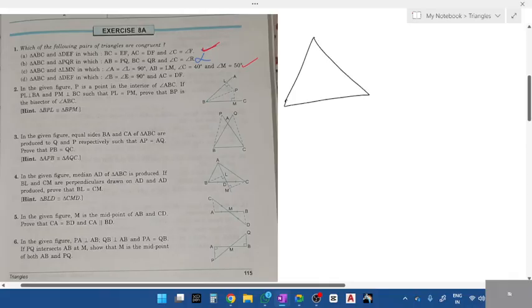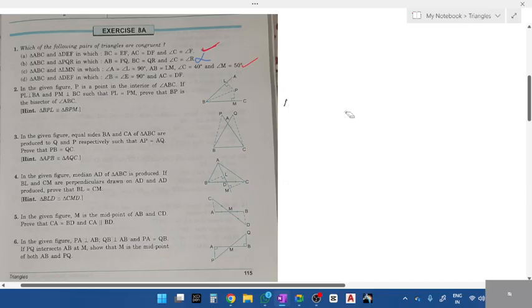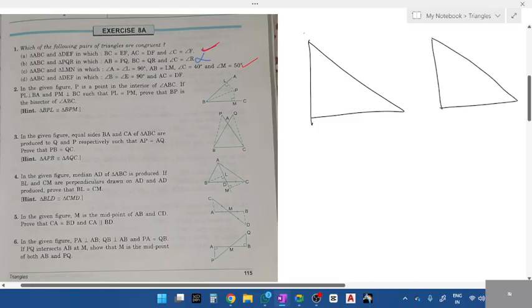Next question. ABC, DEF. In place of A we have D, in place of B, E, and F. Angle B is equal to angle E. Okay, 90 degrees. So redraw this diagram. 90 degrees. Draw a right angle. ABC, 90 degrees; DEF, 90 degrees. AC is equal to DF.